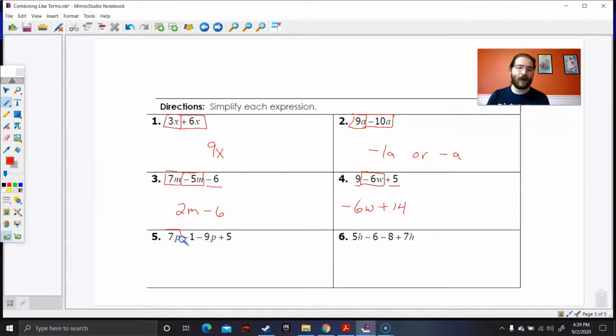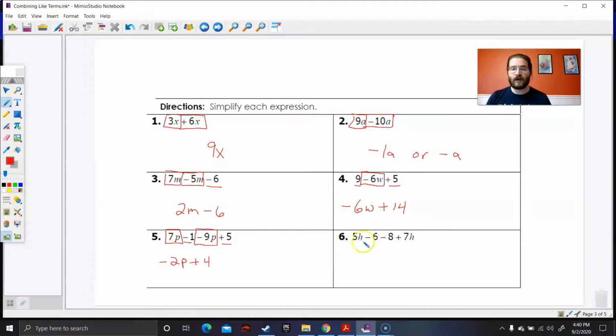All right, number 5, put a box around our variable terms. So we have 7 minus 9, we get negative 2. Let's see, it's p. And then underline those. So negative 1 plus 5, we get plus 4, positive 4.